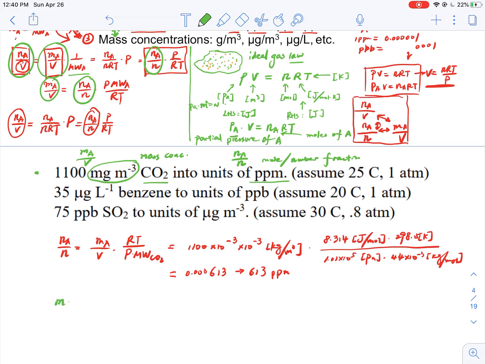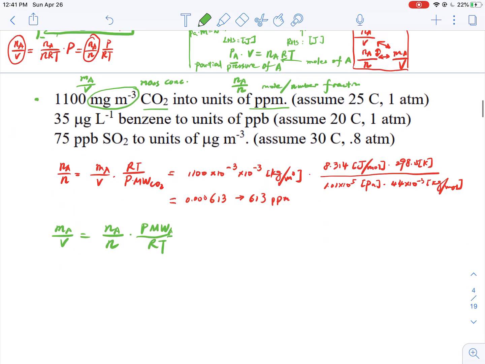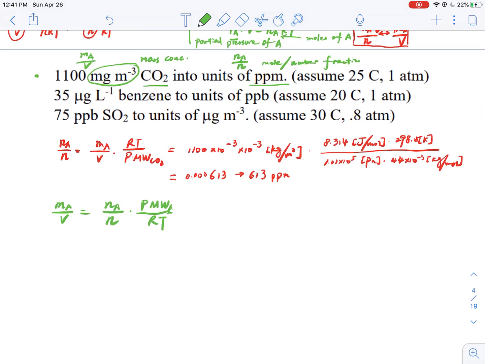So we know that MA divided by V is equal to NA divided by N multiplied by P multiplied by molecular weight of A divided by RT. So this is what this equation is telling us, right? So we have the mass concentration of carbon dioxide ready. We have the pressure, right? The pressure here is 1 atm, right?